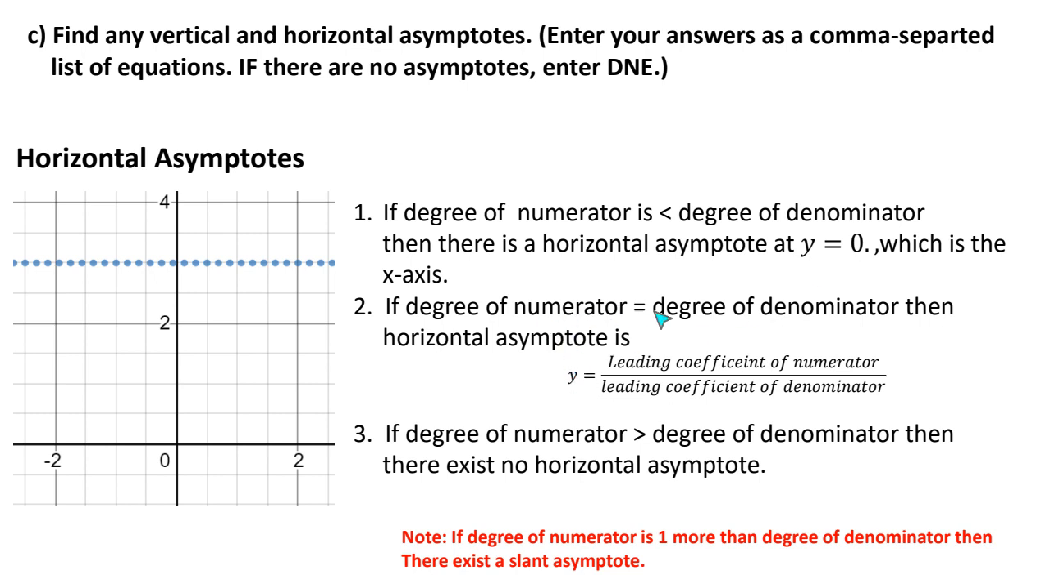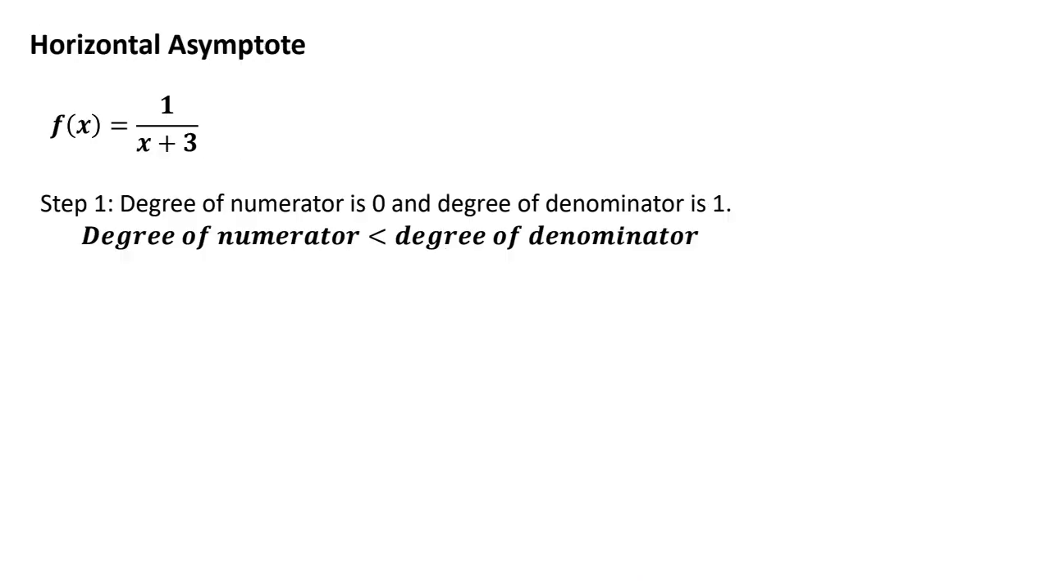If the degrees are the same, then we're going to divide the leading coefficients. If the degree of the numerator is greater than the degree of the denominator, then there's no horizontal asymptote. However, if the degree of the numerator is 1 more than the degree of the denominator, then there will be a slant asymptote. So let's see what our situation is.